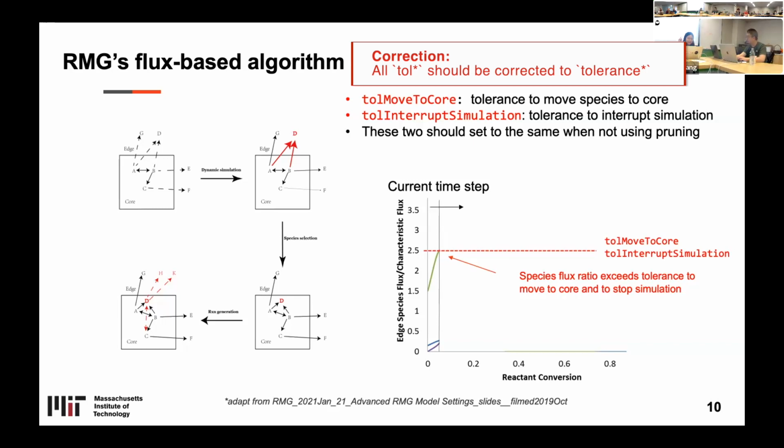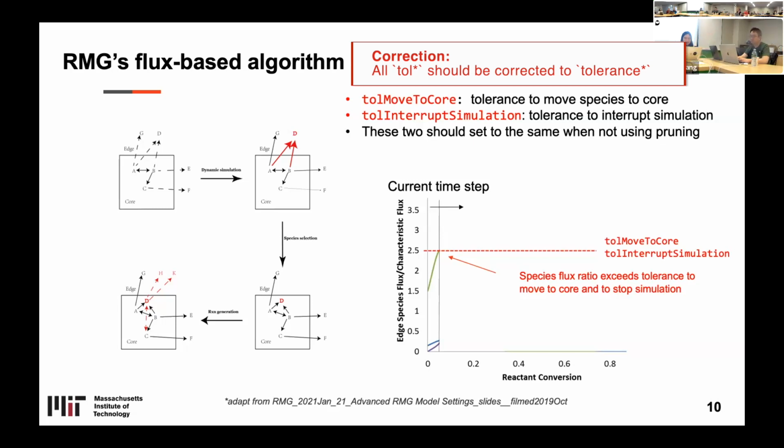The second parameter is called tolerance interrupt simulation. It's basically saying that when you're simulating a core mechanism and you find a species whose flux ratio exceeds the tolerance move to core, there's no point in continuing the rest of the simulation. You can just interrupt it and do the next iteration of RMG, considering your new round of possible reactions and so on, because you don't need any information from later times, since you already found that important species.